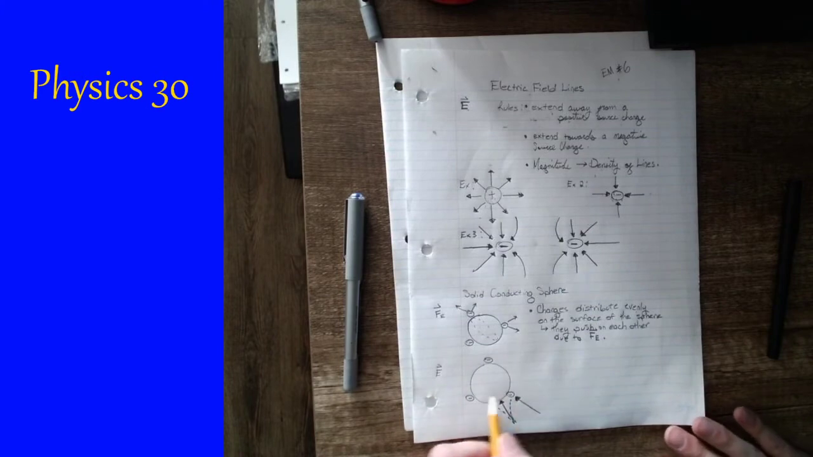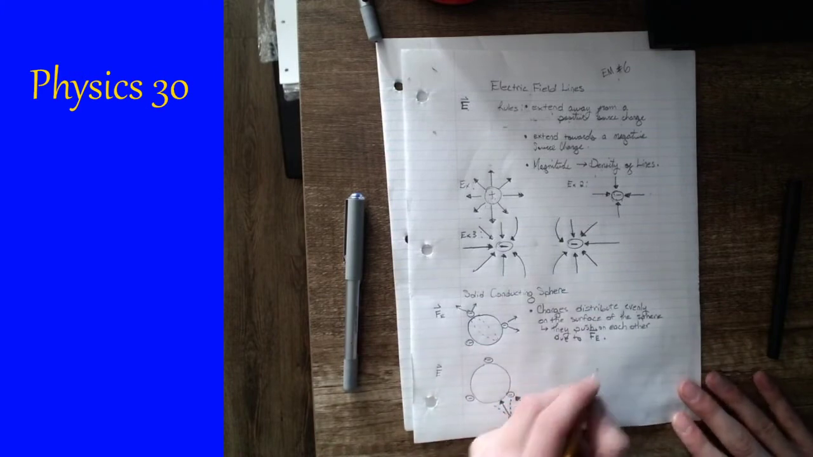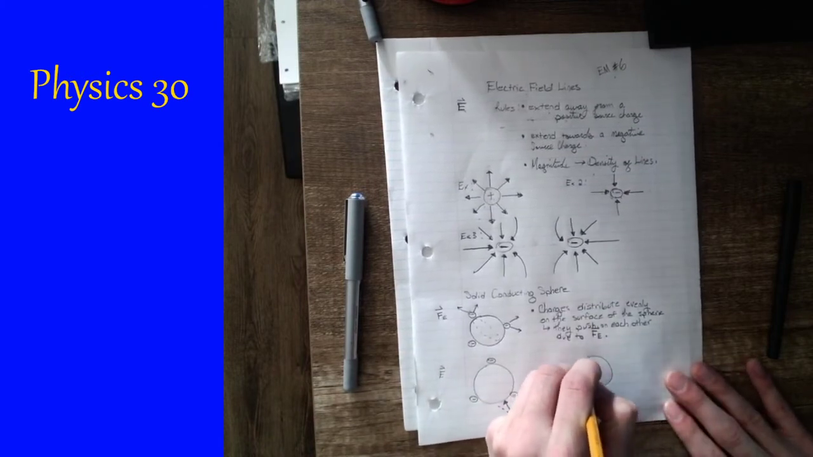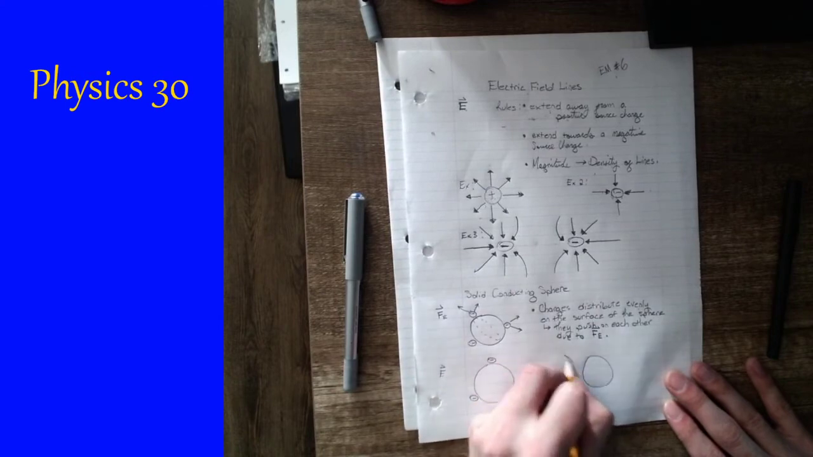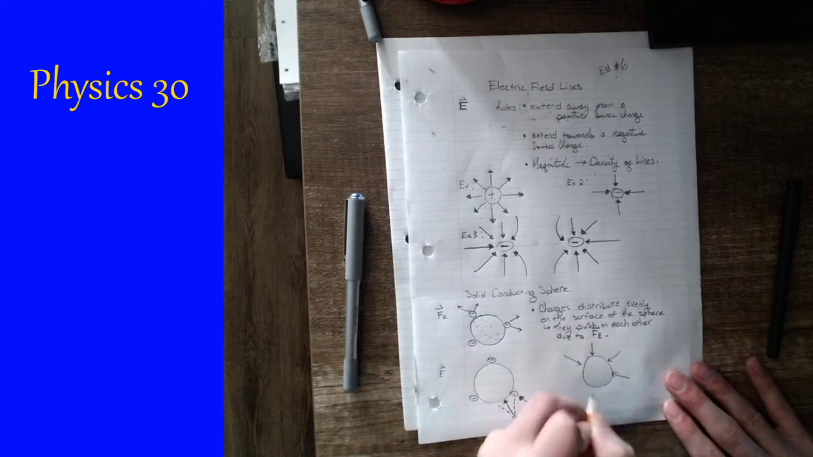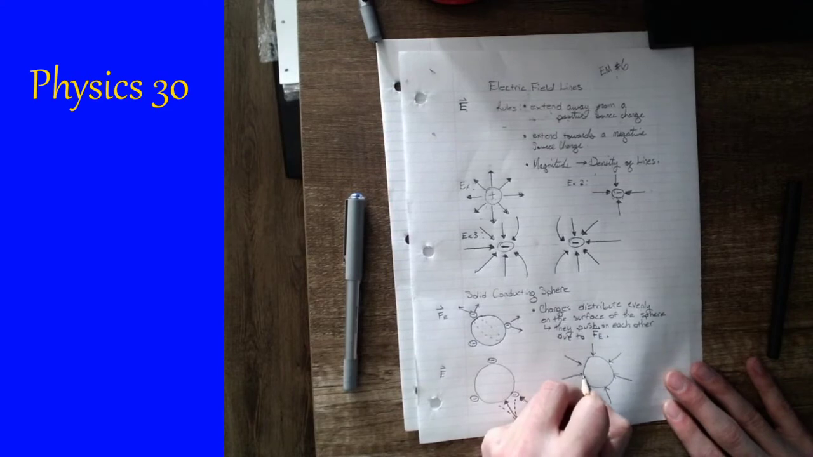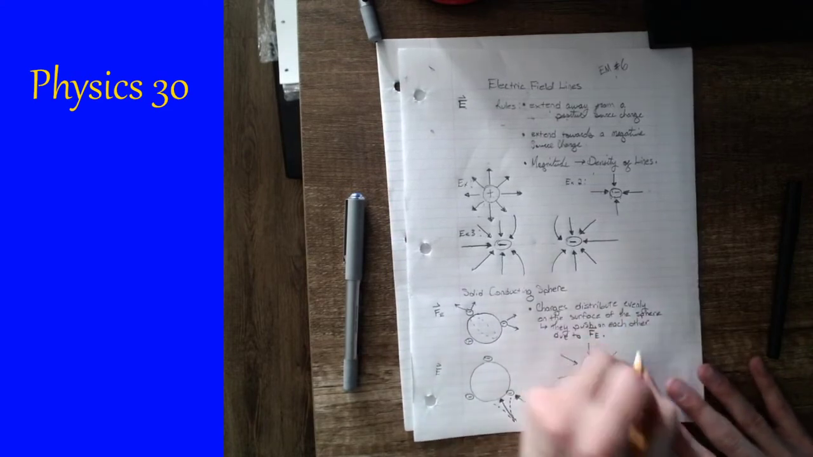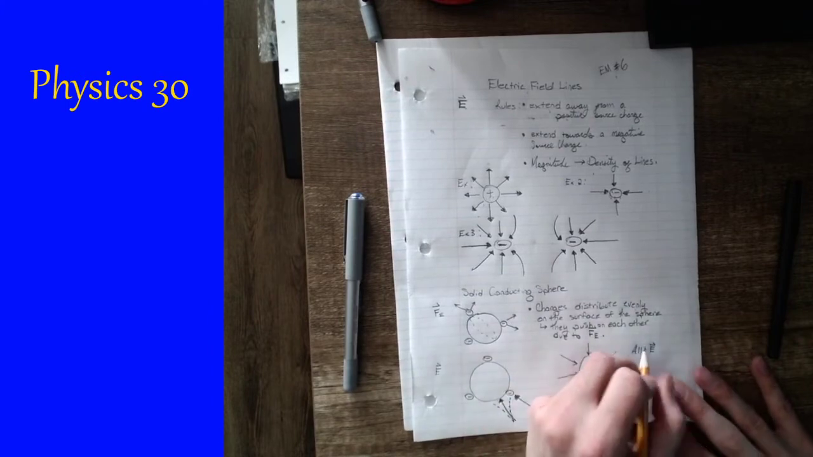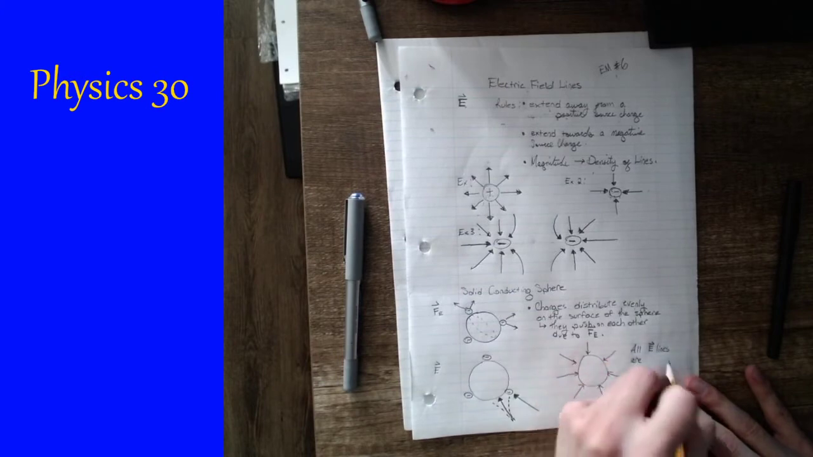And we can do this everywhere on the sphere. And it turns out that for this solid conducting sphere, regardless of the amount of charge that's distributed, the electric field will always be perpendicular to the sphere at any point on the sphere. So all electric field lines are perpendicular to the surface.